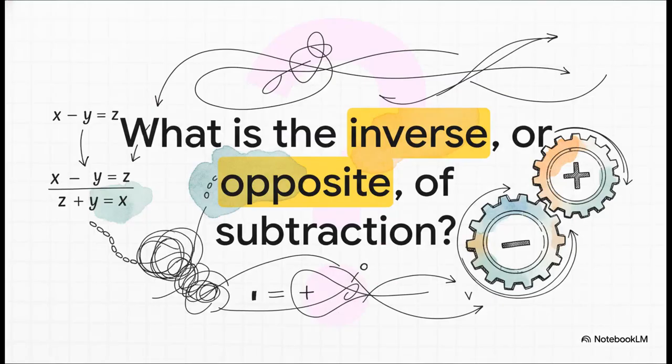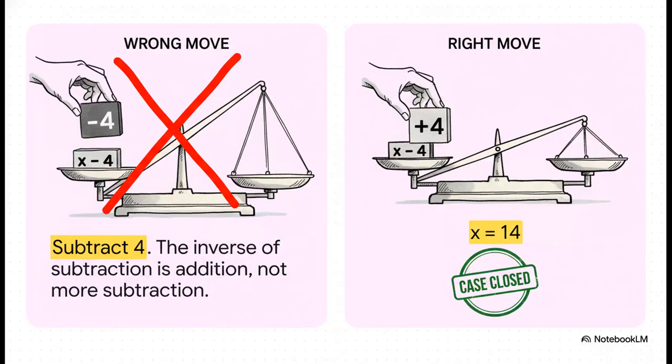This brings us to one of the most fundamental rules in all of algebra. To undo an operation, you have to do its opposite, its inverse. So what is the inverse of subtraction? That's right, it's addition. To cancel out a minus 4, the student should have added 4 to both sides, but instead, they subtracted again. If you correctly add 4 to 10, you get the right answer. x equals 14.